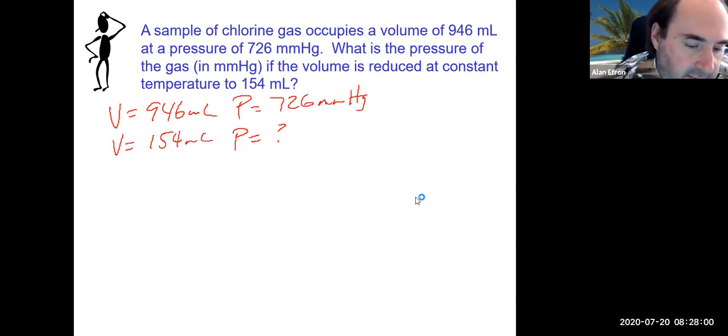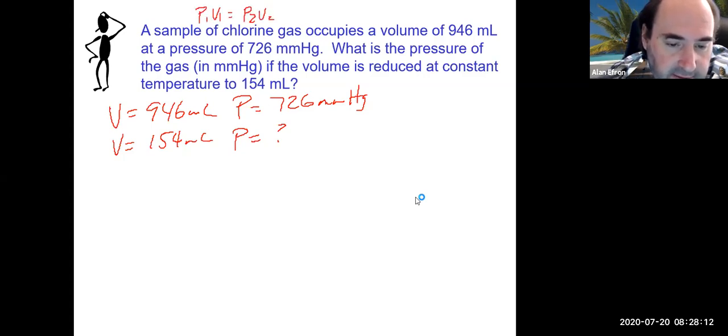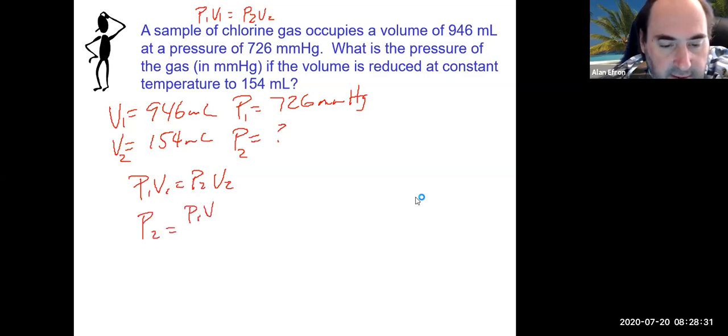Obviously we've only talked about one gas law at this point, but you could see P1 V1 equals P2 V2 set up there. It really doesn't matter which ones you label ones and twos, but usually whatever comes first is the ones, whatever comes second is the twos. So we'd have P1 V1 equals P2 V2. We're solving for P2, and that would give us P1 V1 over V2.